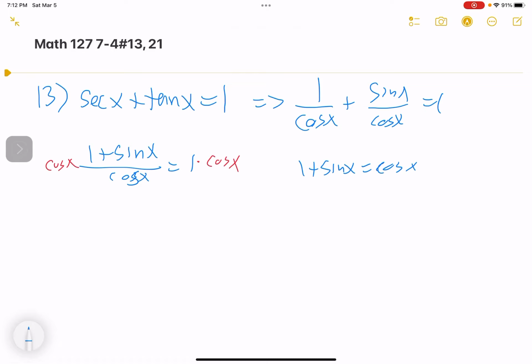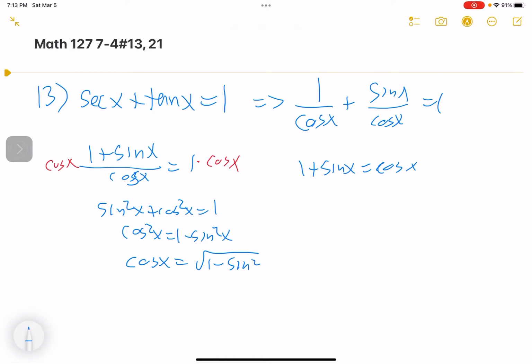Now here's where it's going to get uncomfortable for some people. Recall that sine squared x plus cosine squared x equals 1, the Pythagorean identity. If we solve for cosine squared x, we'd have cosine squared x equals 1 minus sine squared x, or cosine of x is the square root of 1 minus sine squared x. This is the relationship we're going to use, and we're going to substitute this expression in here so that we end up having 1 plus sine x equals the square root of 1 minus sine squared x. I forgot my x there.